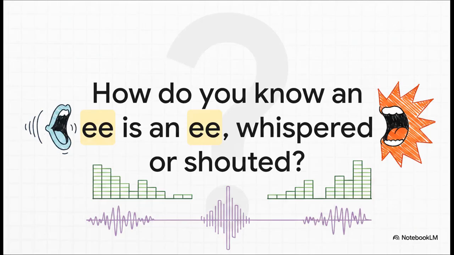To kick things off, let's ask a really fundamental question. How do you actually know an E is an E, whether someone is whispering it across a dead silent room or shouting it over the noise of a busy street? Your brain just instantly recognizes that specific vowel sound, totally regardless of the volume. So how is that even possible? What exactly is your ear measuring to get that kind of consistency?